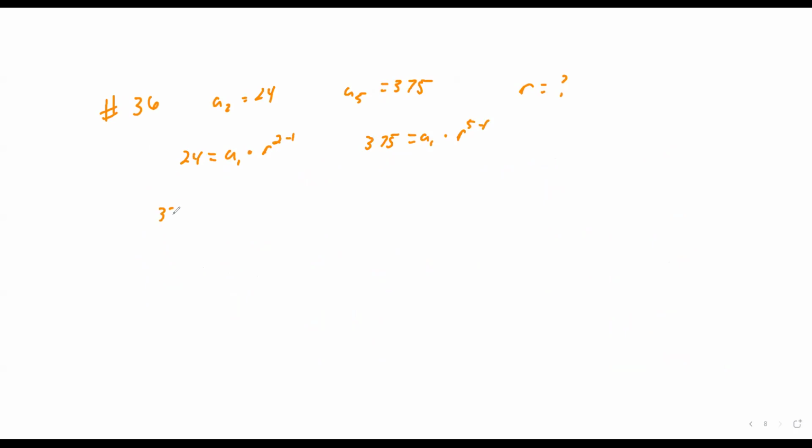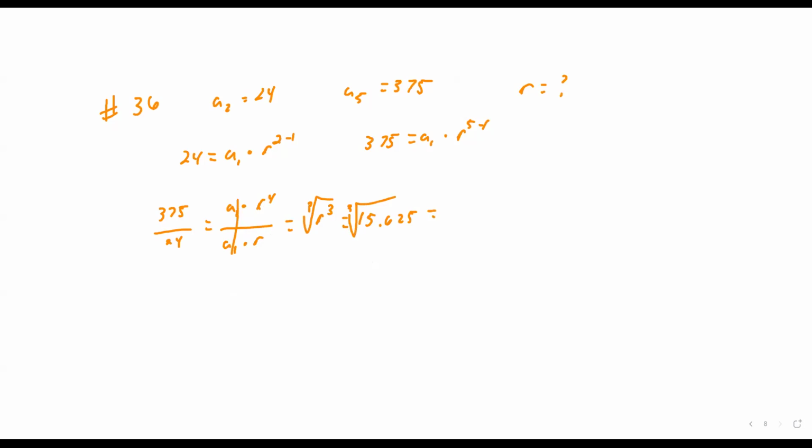So this is going to be 375 divided by 24 has to equal a sub 1 times r to the 4th over a sub 1 times just r. So that would cancel. So I get just r cubed has to equal, well, what is 375 divided by 24? All right, that gives me 15.625. I'm sure it's a fraction as well. Take the cube root of that.